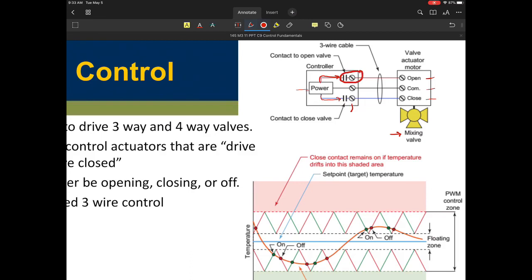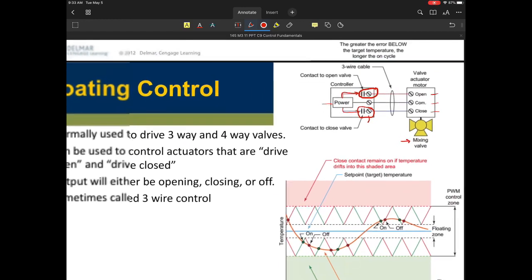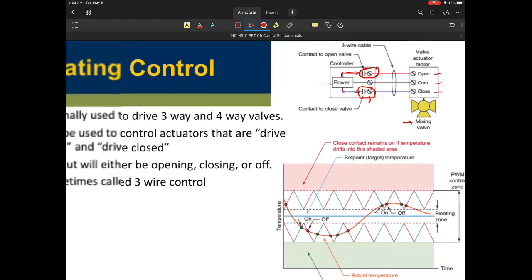And what will happen then is the controller will provide me an output to say, okay, do you want to drive the valve closed, or do you want to drive the valve open? And they will never be this one right here. That is the contact to open the valve, and the contact to close the valve will never be closed at the same time. They should never ever be closed at the same time. It's either one or the other or neither of them, essentially.